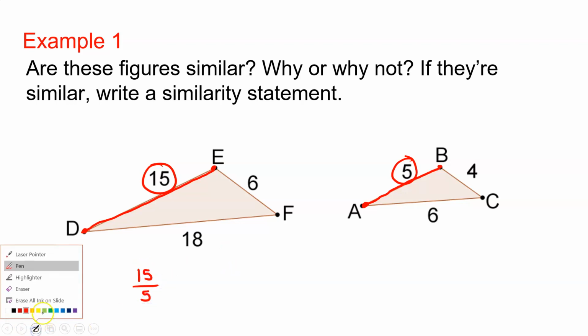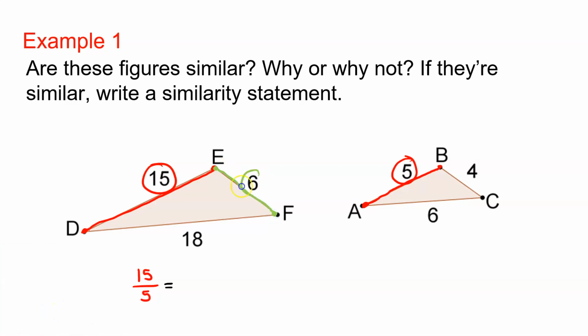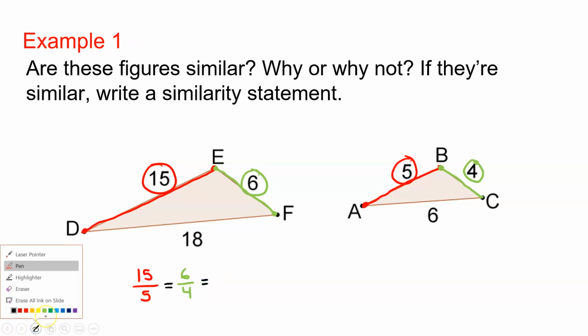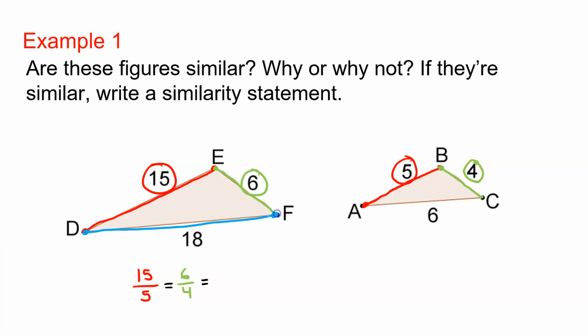And I'm going to continue to compare that ratio with the rest of the other sides. So let's take a look from E down here to F. That's 6. I'm going to compare that to B to C, which is 4. So let's go ahead and write a ratio that represents that. Well, that's a 6:4 ratio here. And then again, we're going to set that equal to our third side. Again, this is how we prove whether two figures are similar. Let me go ahead and finally, from D all the way to F, that was 18. From A all the way over here to C, that's 6. That's going to be 18 over 6.